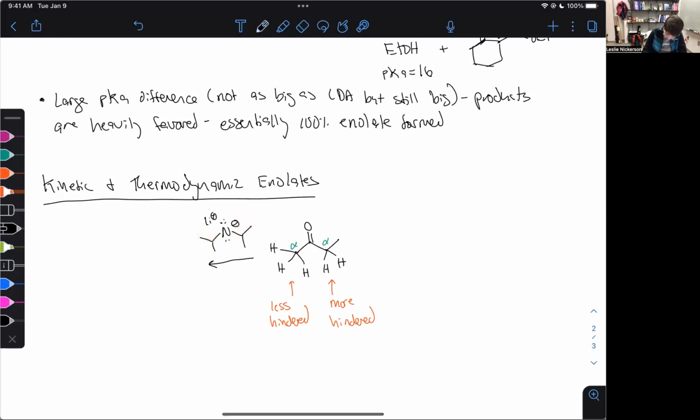So when we have this nitrogen lone pair go grab an H, we really need to be thinking about the fact that these big isopropyl groups are going to get in the way of us accessing the more hindered alpha protons. So we're going to get to this enolate, which is in resonance with the other form. And for thermodynamic, we're really going to look at this alkene. So let's look at the other one, and I'll show you why that is.